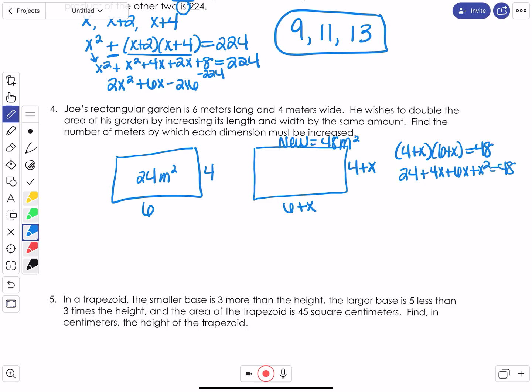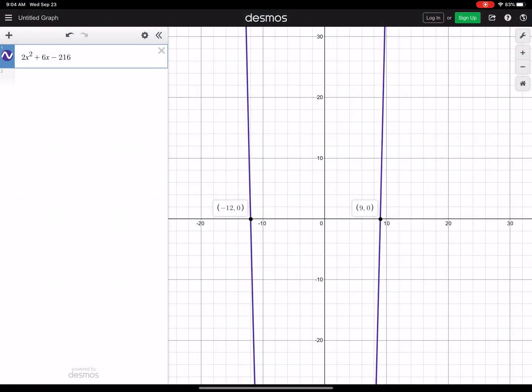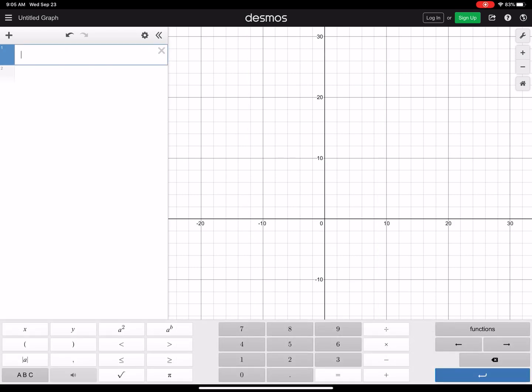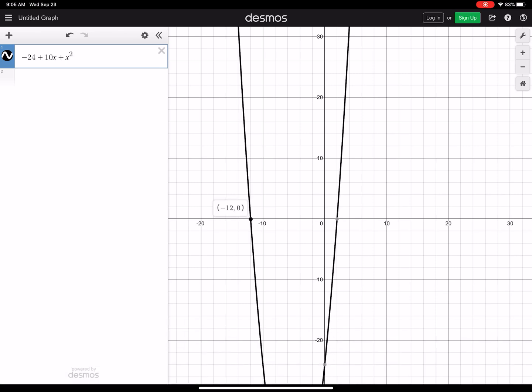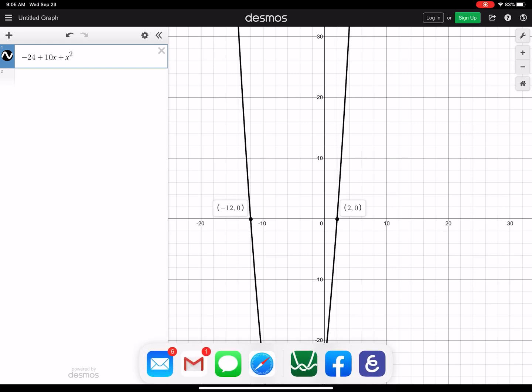All right, so if I subtract 48 from the 24 and move it over, I've got negative 24 plus 10x plus x squared. So I can go to Desmos once again and use that. So negative 24 plus 10x plus x squared. Okay, once again, there's a negative. It doesn't make sense to have a length of negative 12. We've got a length of 2. Our x is 2.